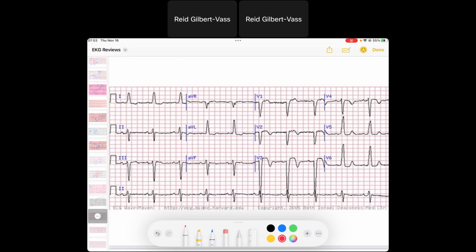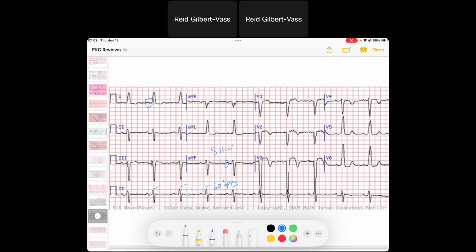This is an interesting EKG. So take a look at it. We've got a regular rhythm here. The rate is maybe 60 beats per minute. We've got P waves that are upright in 1, upright in aVF. This is a sinus rhythm.